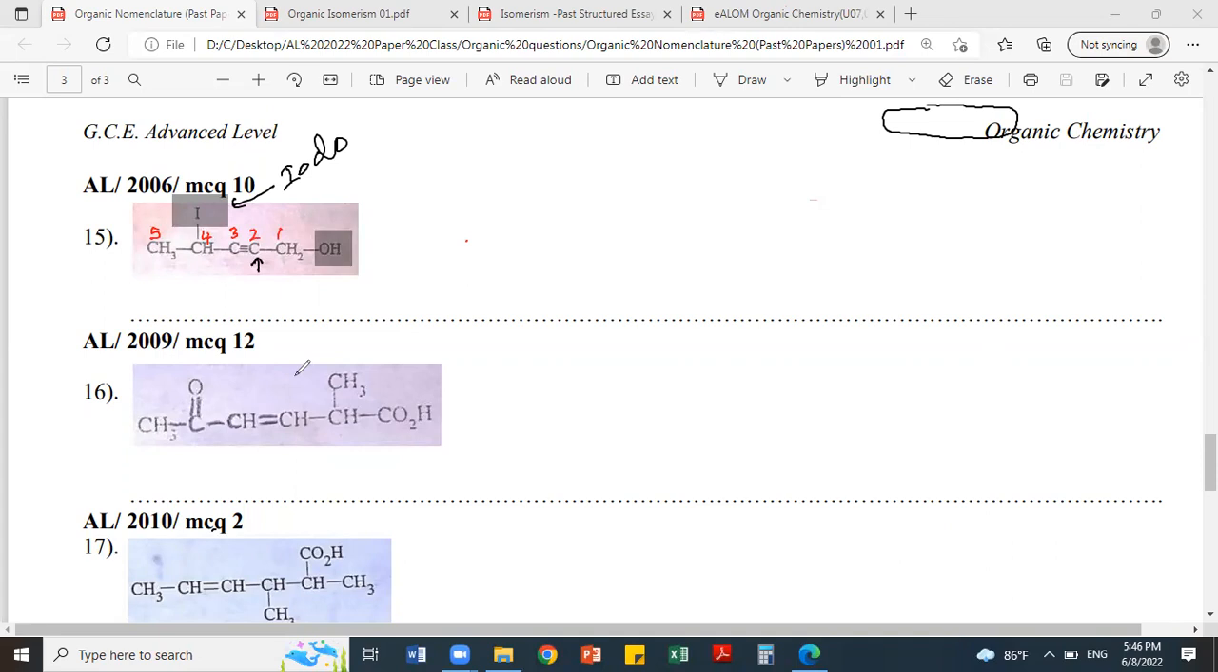That's why we can't make any mistake when we write the name, because otherwise, anyone who reads this name and draws the structure will draw the wrong structure, right? So how to write the name? You have to write 4 iodo.